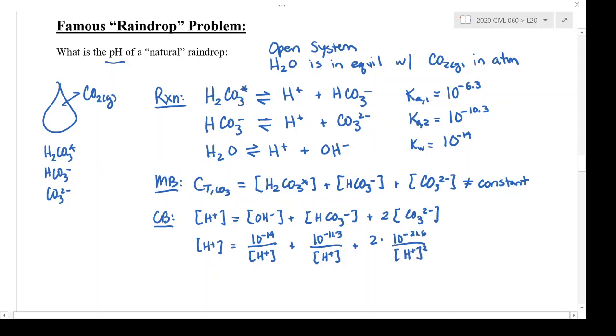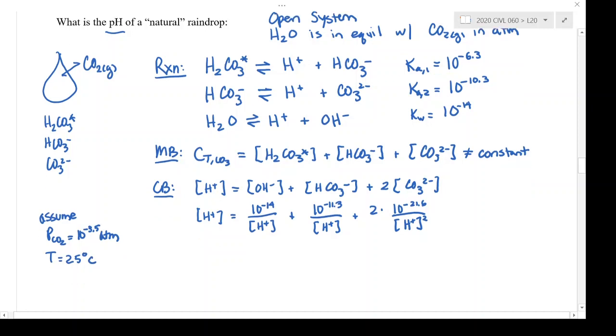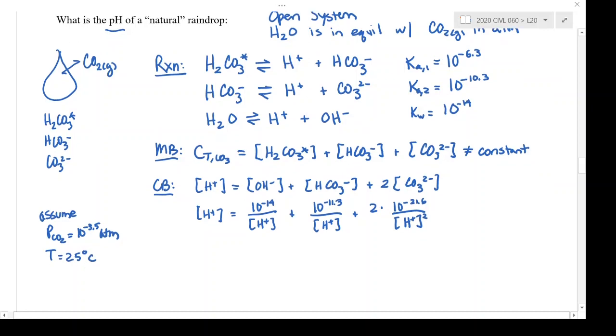Now it's important to note that I'm assuming PCO2 is equal to 10 to the minus 3.5 atmospheres, and temperature is equal to 25 degrees C. If those assumptions change, I would just need to derive new expressions for the open system equations.